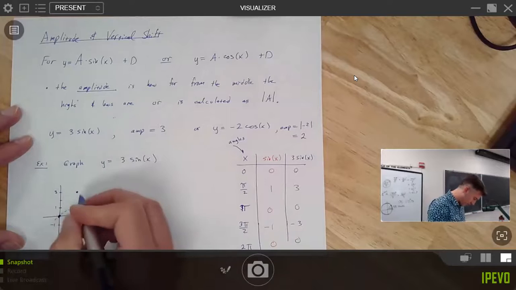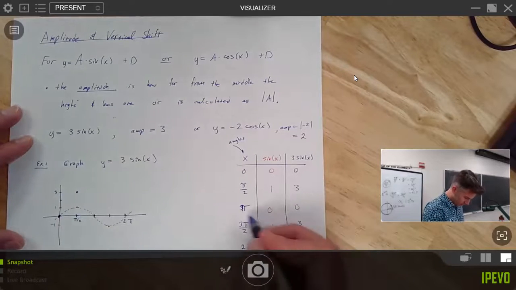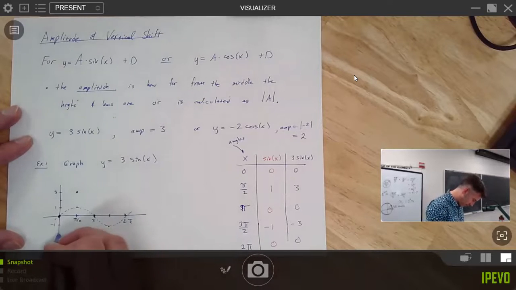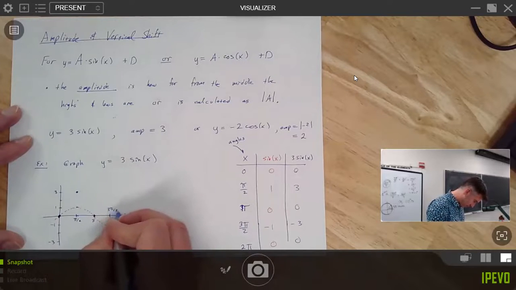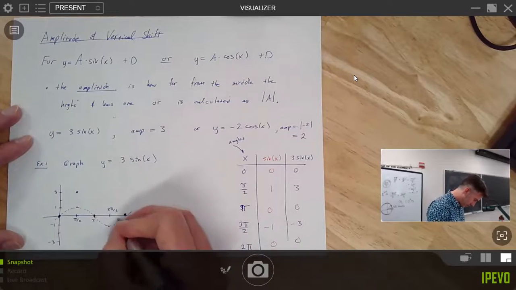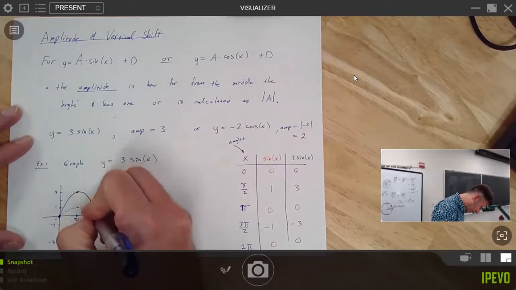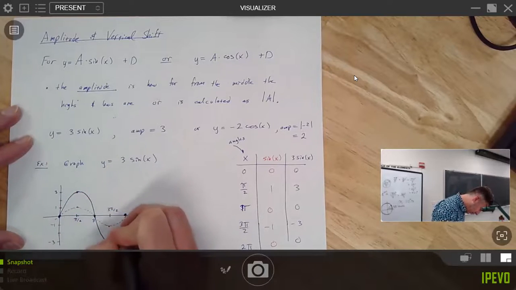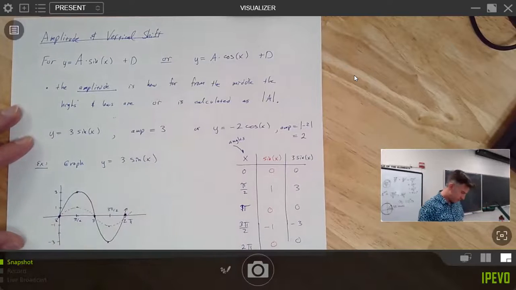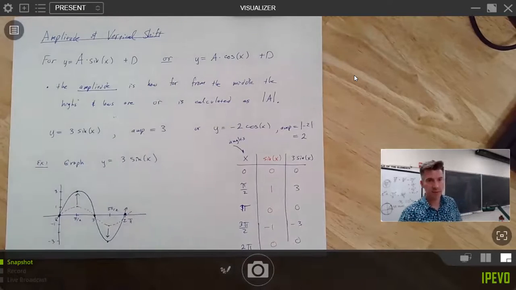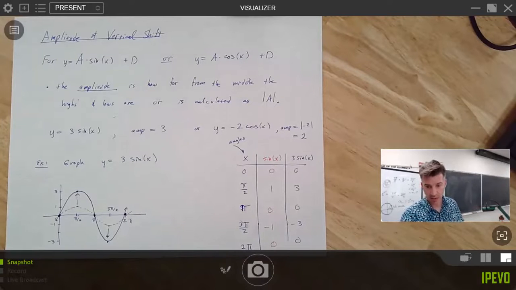Right, it got stretched up to be 3 larger. And then for pi, we get 0. For 3 pi over 2, we get -3. And for 2 pi, we're back at 0. So this stretched out graph is going to look like this. Still got the same shape, but it's been stretched. It's been pulled up this way, away from the y-axis. And again, if you wanted to, you could totally look at this on Desmos.